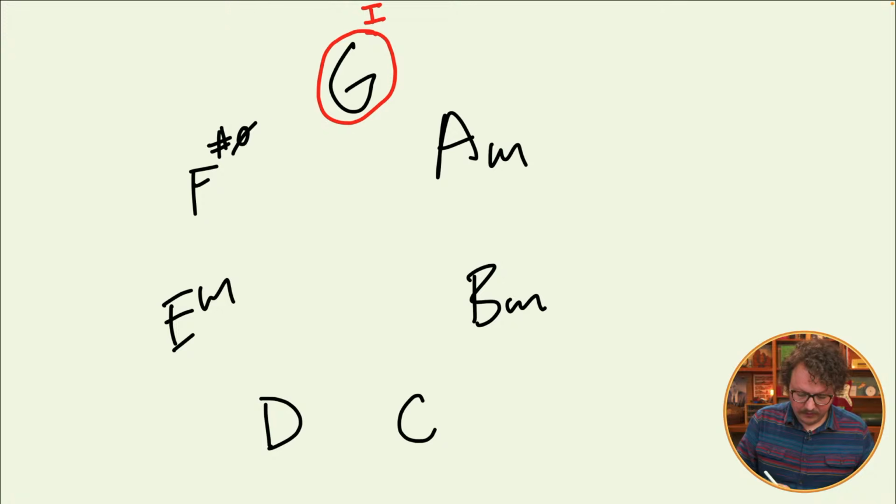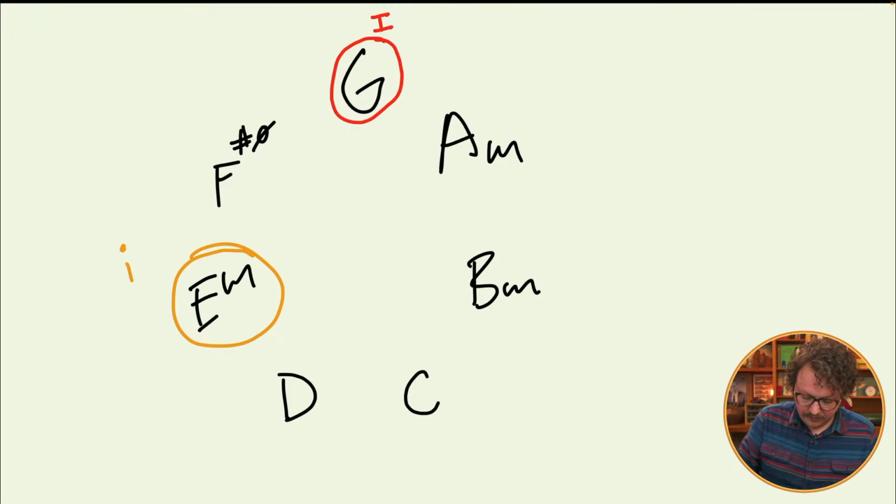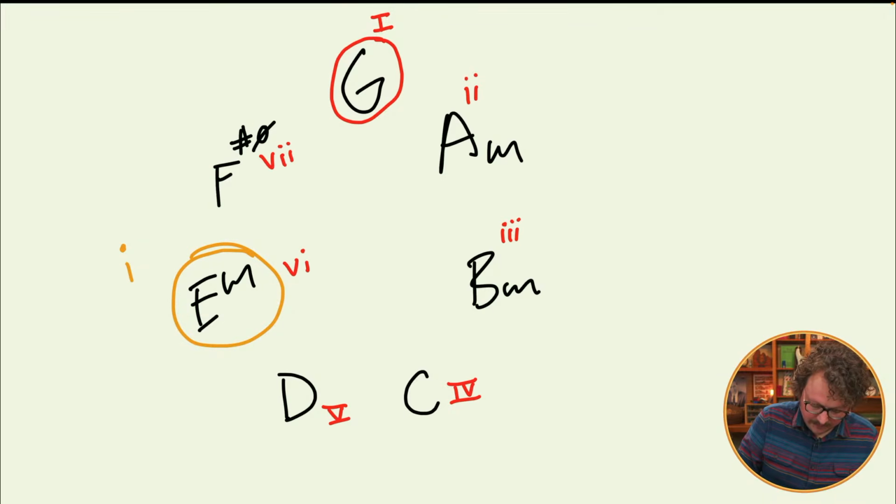So here we have G, that's the 1 chord in the major key. And over here, we've got E minor, that's the 1 chord in the minor key. In the major key, we've got 1, 2, 3, 4, 5, this is 6, this is 7, and then we're back to 1. In the minor key, we literally just relabel everything, but it's all the same chords.